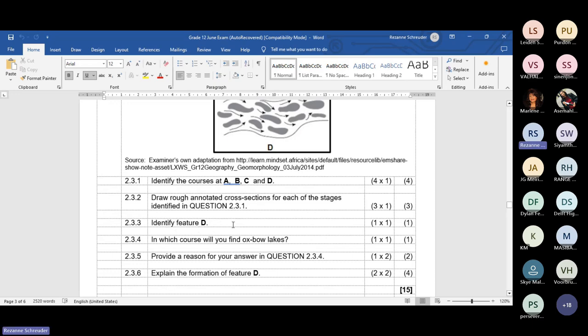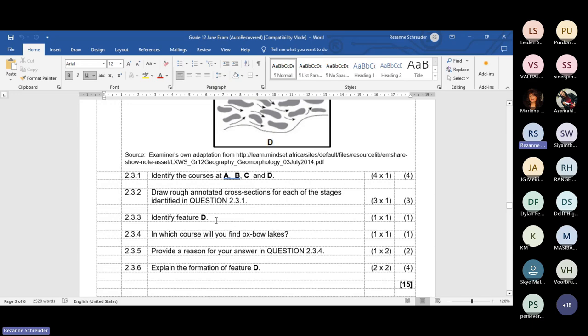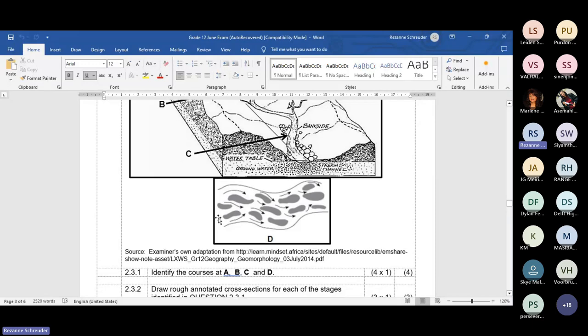Identify feature D. And then also what's interesting is 2.3.3 links up with 2.3.6. So you have to know all your features. You have to be able to identify them. And this links us back to the questions that geographers ask. So what is it? What is D? And so D shows the water. Now, a lot of the learners answered turbulent flow, but none of the arrows have the twist and that bend. So it can't be a turbulent flow.